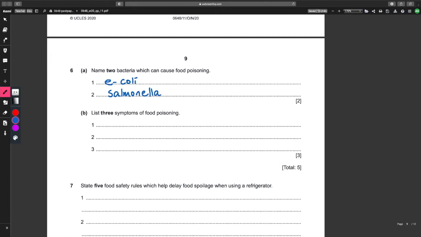List 3 symptoms of food poisoning. Hopefully you guys are not going to be able to list this from personal experience. But of course, nausea. And vomiting, which is the same sort of thing. You may have diarrhea. And of course, don't forget about diarrhea. But of course, if you're going to write diarrhea, you need to be able to spell it. Maybe headaches.